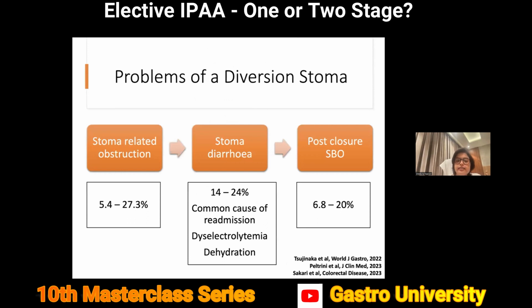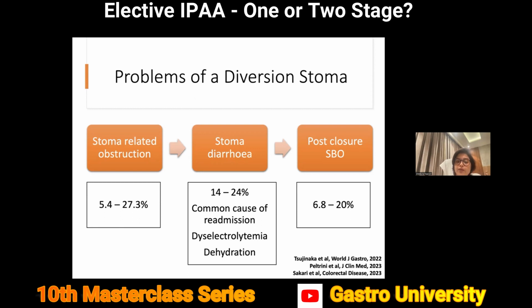There are certain problems with a diverting stoma. So stoma-related obstruction can happen exactly for this reason, that the stoma has not been matured properly. There is a kink proximally, the proximal limb gets adhered to the anterior abdominal wall, the incidence of which is anything between 6 to 25% reported in various series.